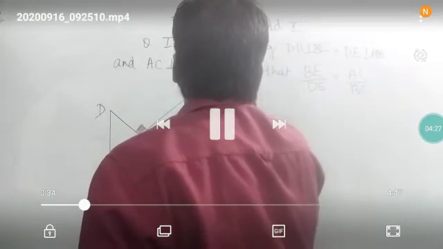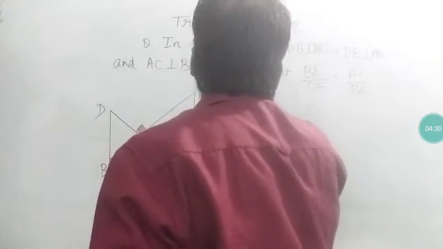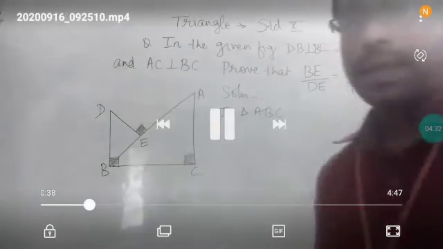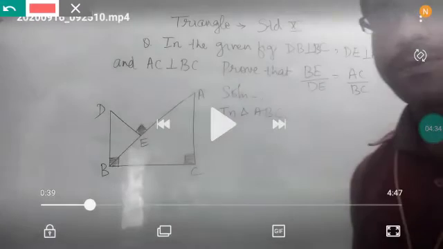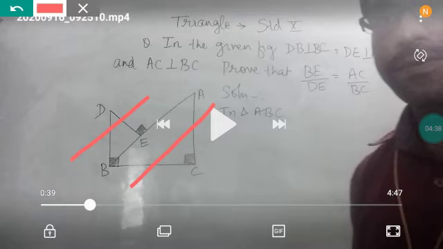Then two triangles are being formed here. Where are these two triangles? This one is the small one, and this is the big one. This is the big triangle ABC, and this is the small triangle BDE. These two triangles are similar. How? See this.